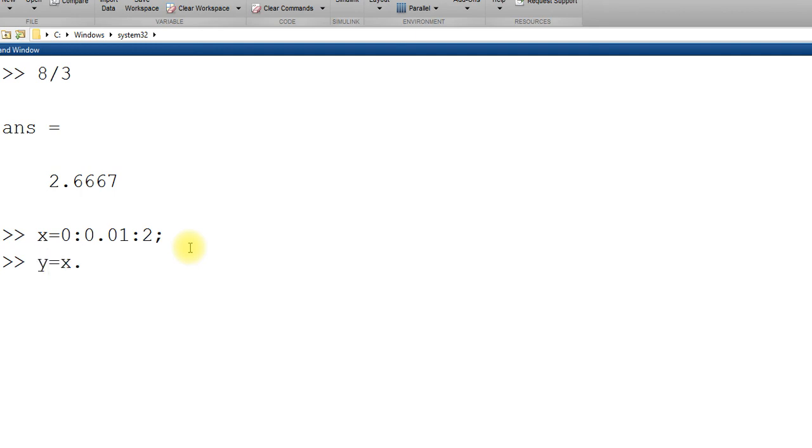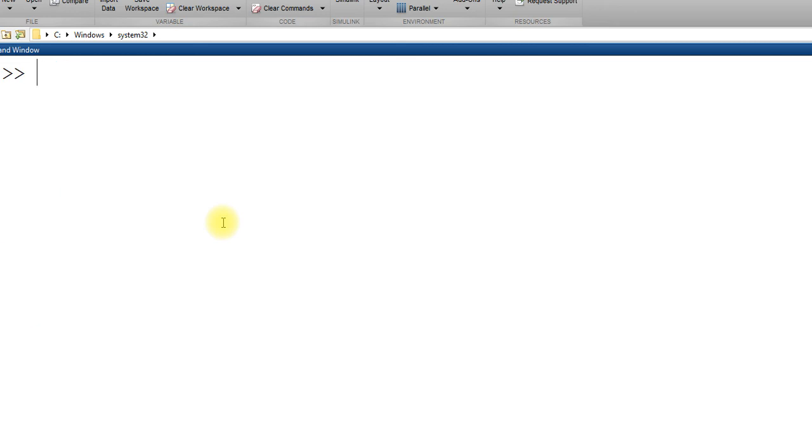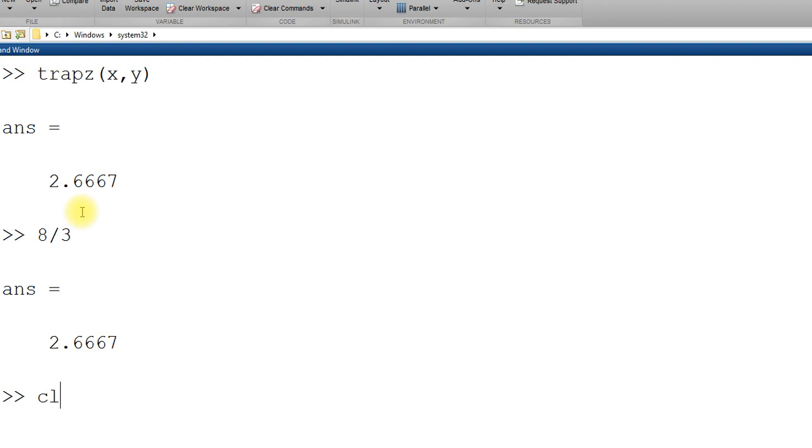So we have to repeat the x squared. It will calculate the value of y at each value of x: 0, 0.01, 0.02, and so on. Then I have defined y, and the command will be trapz(x, y), and you can see this is exactly the analytical answer, 8 over 3. 8 over 3 is the same.